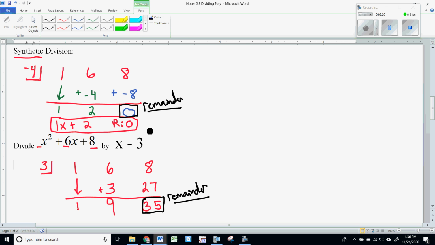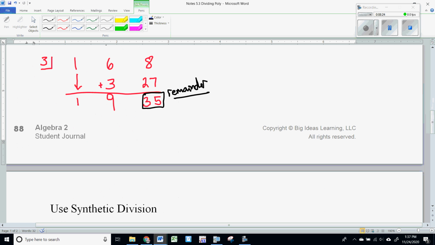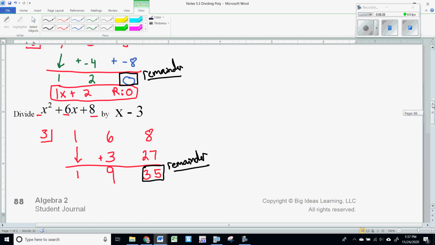If the remainder is 0, it's a factor. If the remainder is not 0, it's not a factor. Now, we started with an x squared. That means that we drop 1 to x. So this is 1x plus 9, and we just go down in order. So our answer is x plus 9 with a remainder of 35.